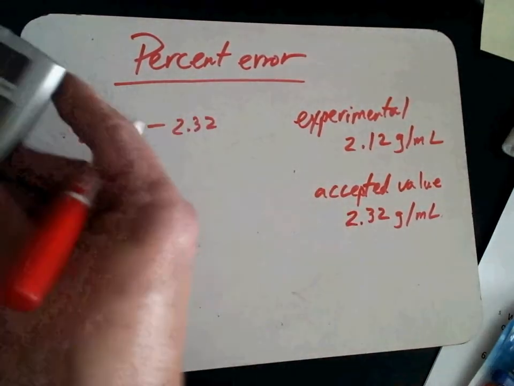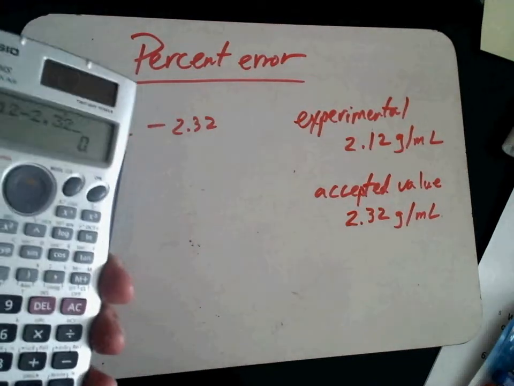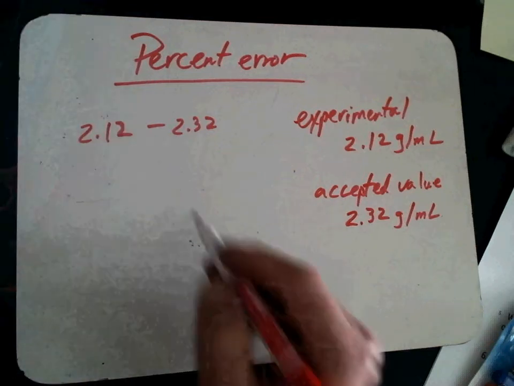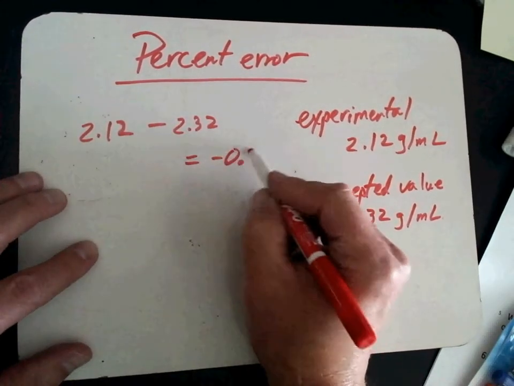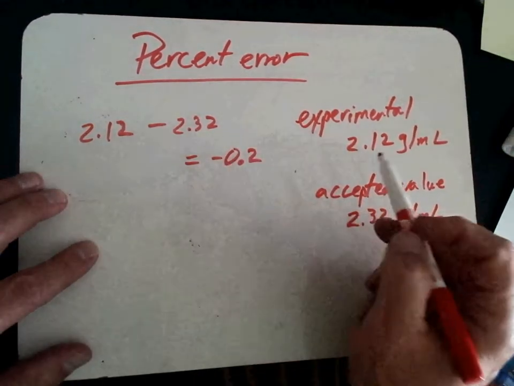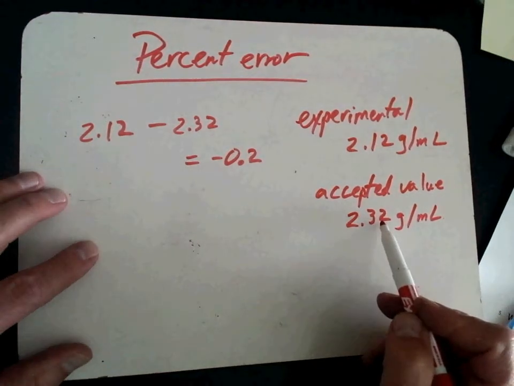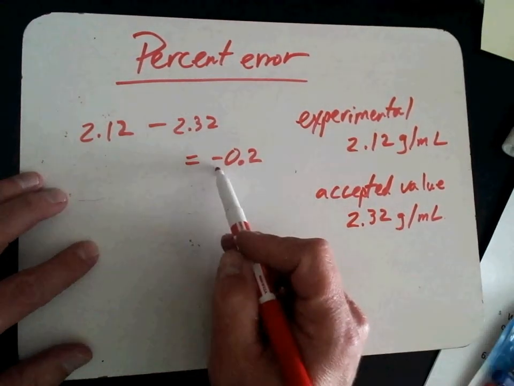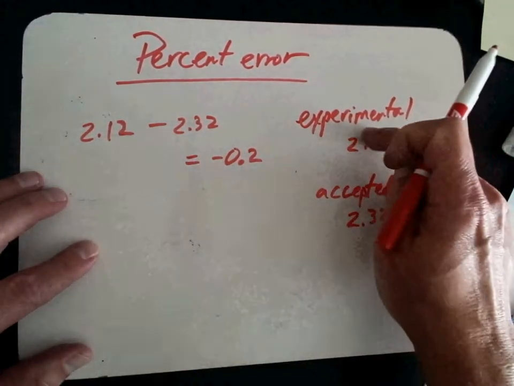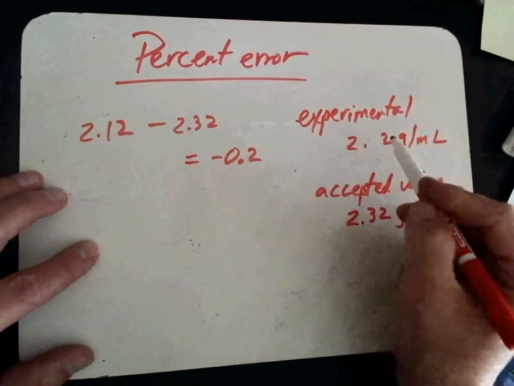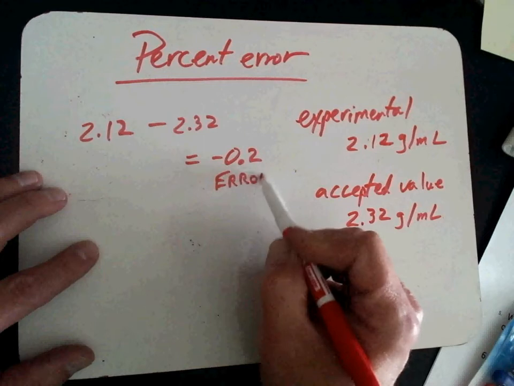So I'm going to take my handy dandy calculator. 2.12 minus 2.32 equals negative 0.2. Now, why is it negative? Because you were under. That negative just means you were under the value, so don't let that negative freak you out. Some of you will have a positive. If you had come up with 2.42, you would have had a positive number because you were above. But I'm going to use the 2.12. So this is my error. I just missed by this much.